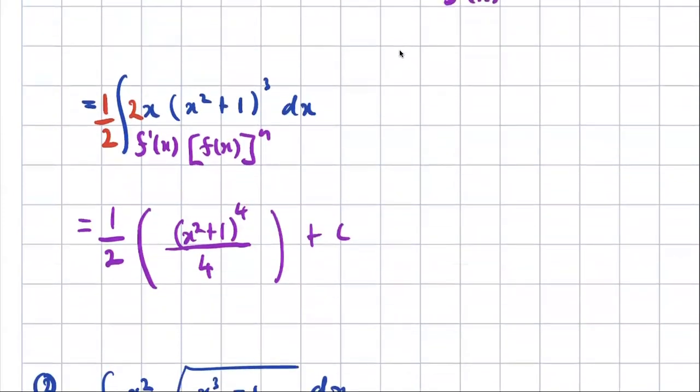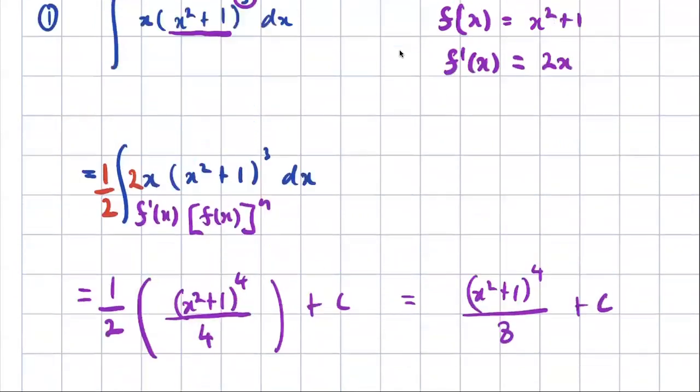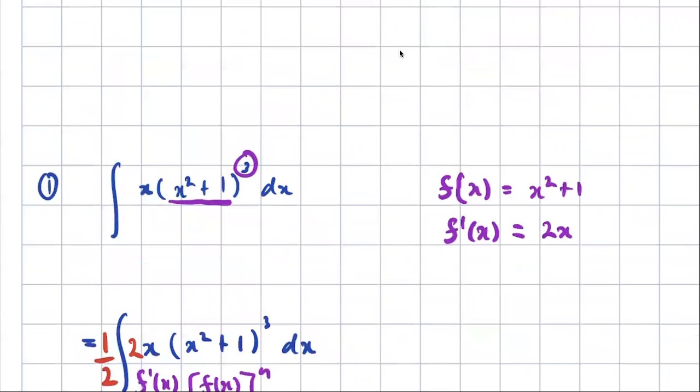Then do a little bit of tidying up. That's equal to x squared plus 1, all to the power of 4, on 8, multiplying the denominators together, plus c. And that is the integral of x times x squared plus 1, all to the power of 3.